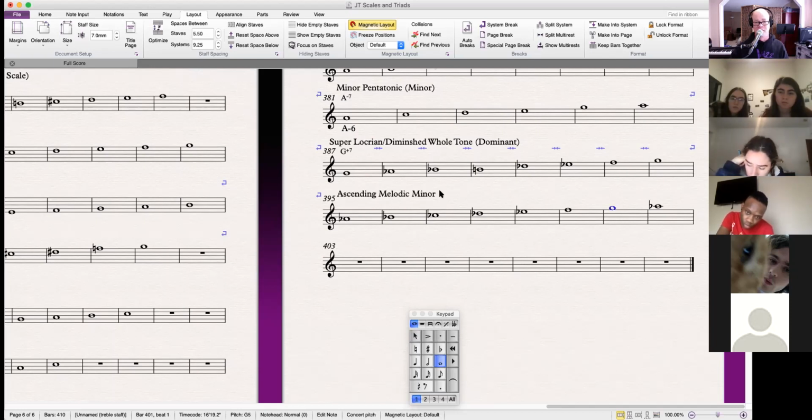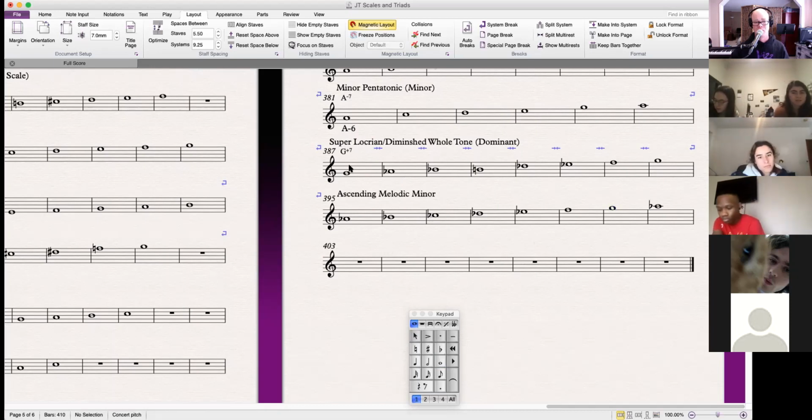Remember, we called the 7th mode of a major scale Locrian. The 7th mode of melodic minor is also called a Locrian scale, but it's called a super Locrian scale. Don't know why that terminology came about, but it does sound super.